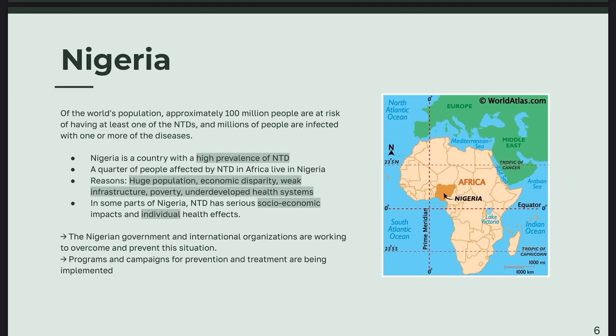Therefore, the Nigerian government and international organizations are working together to overcome and prevent this situation. Programs and campaigns for prevention and treatment are being implemented already.